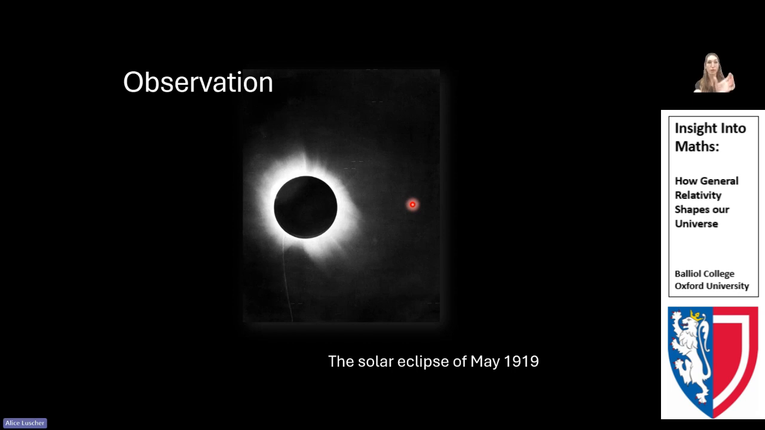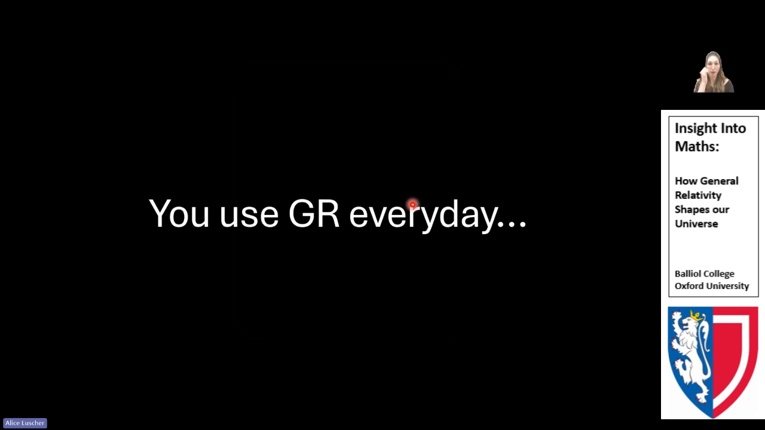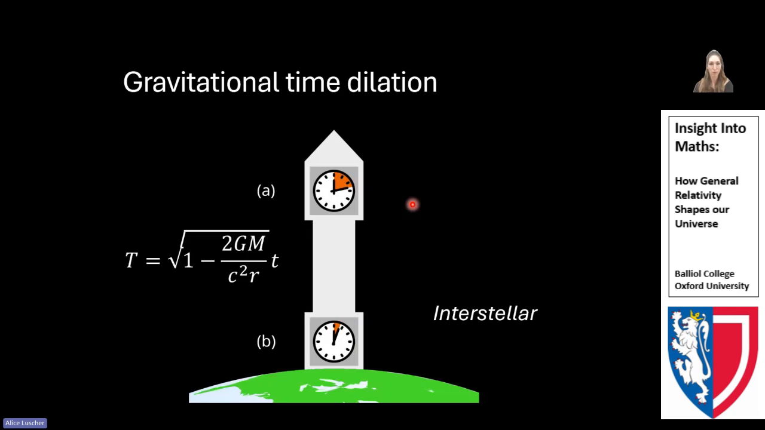So these are the first two historical proofs of GR, but there is a third effect I would like to mention, and it's actually relevant for you every day. So do you know where GR appears in your day-to-day life? Okay, before giving you the answer, let me tell you which effect is involved.